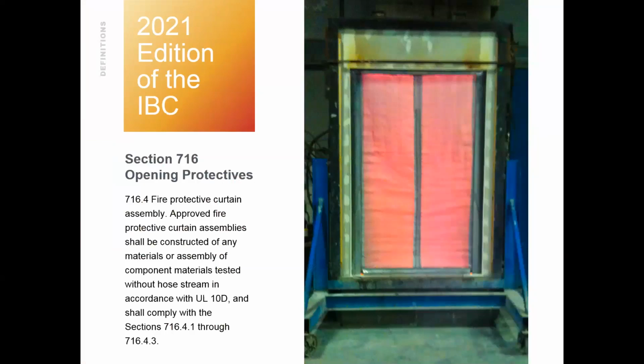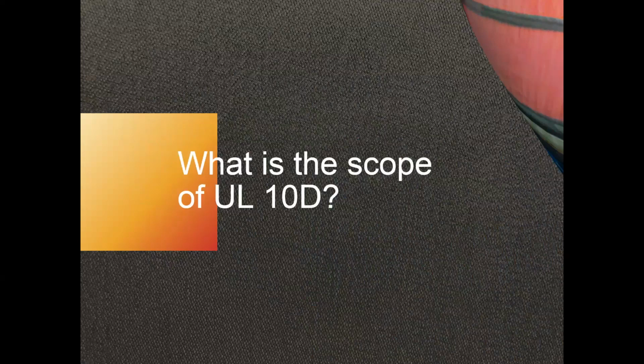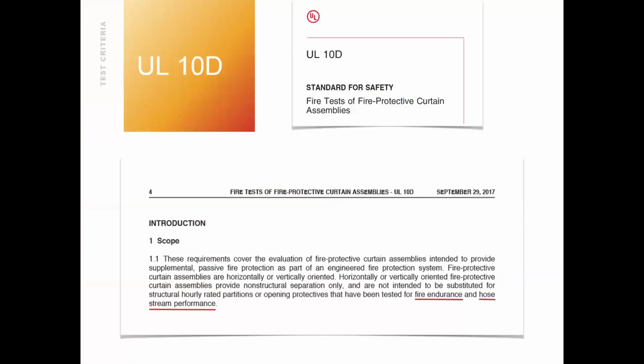And please stop me at any time if anyone has any questions in regard to anything. Be happy to explain something if it wasn't so clear. So that's in 716.4 that we see this definition for the 2021 IBC. So what is the scope of UL 10D? This is what we're going to be discussing.